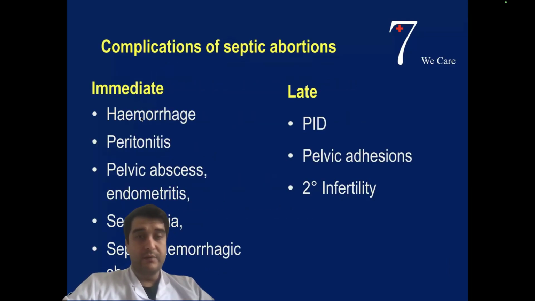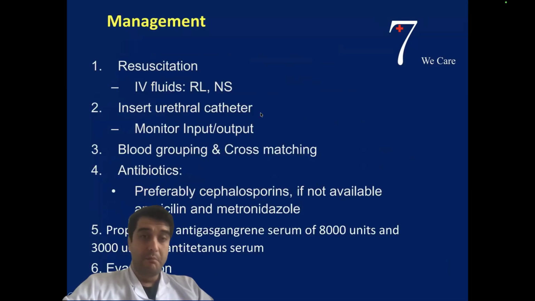Complications are hemorrhage, peritonitis, pelvic abscess, endometritis, septicemia, septic hemorrhagic shock. Late complications may be PID, pelvic adhesions, and secondary infertility. Management: resuscitation, IV fluids, insert a urinary catheter, blood grouping, cross-matching, and commonly we use antibiotics. We must use several types of antibiotics. Prophylactic anti-gas gangrene serum of 8,000 units and 3,000 units of anti-tetanus serum. Evacuation and hematinics.